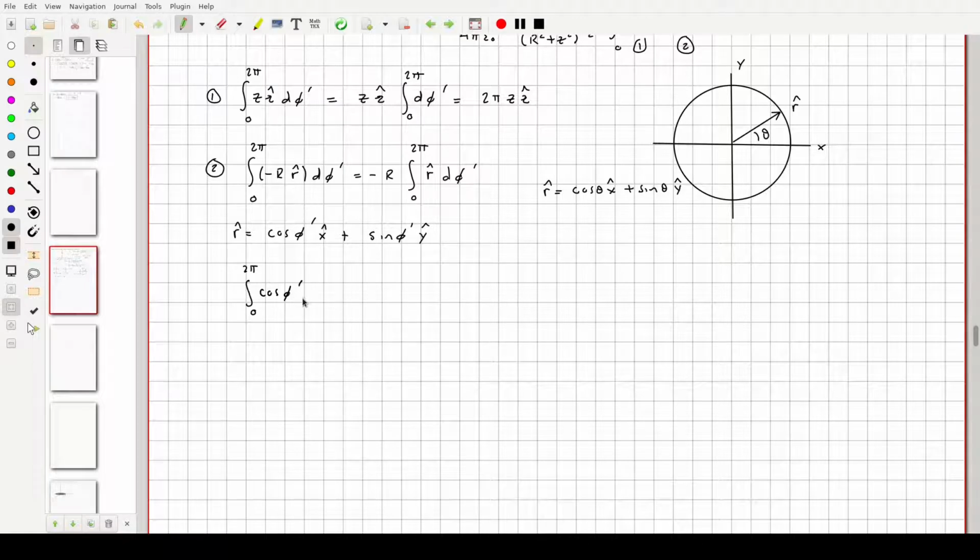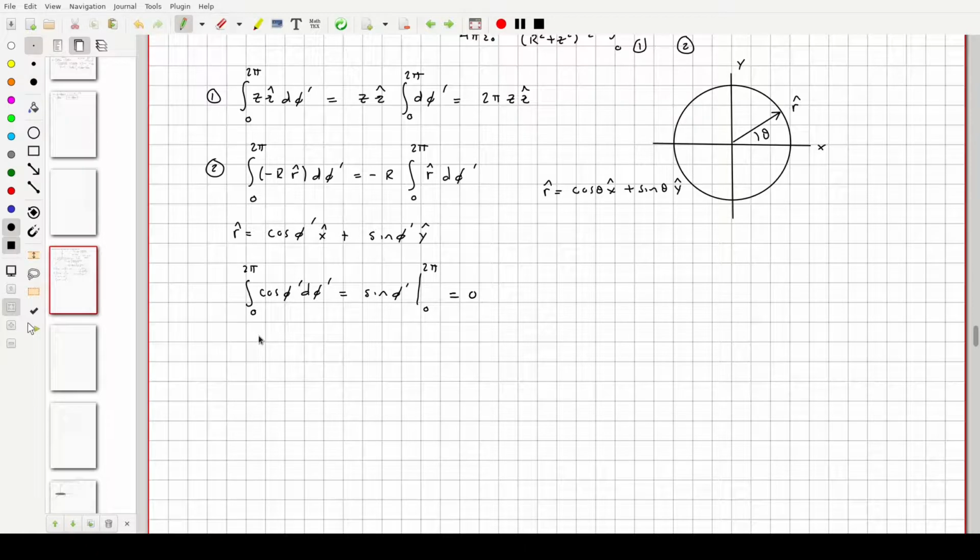Now, cosines and sines are both periodic functions. So if you integrate one from 0 to 2 pi, you integrate it over a full period, you end up getting 0. And I'll show you. So here, the derivative of sine is cosine. So if you integrate cosine, you get a sine. This would be sine of phi prime evaluated from 0 to 2 pi. Well, what's sine of 2 pi? 0. What's sine of 0? 0. That's equal to 0.